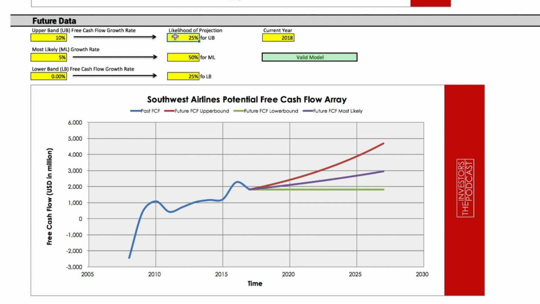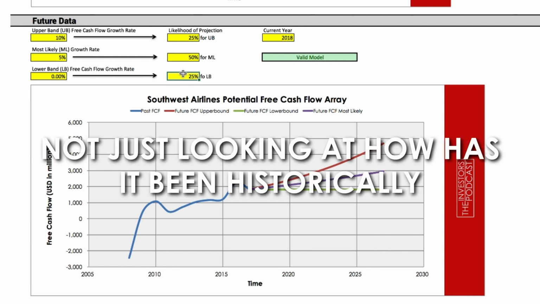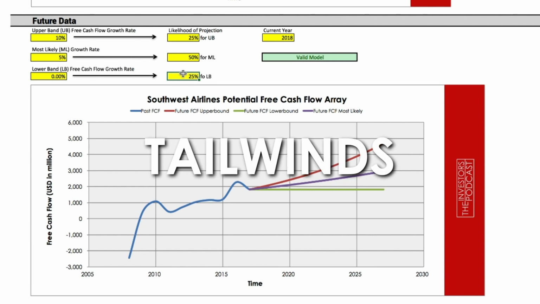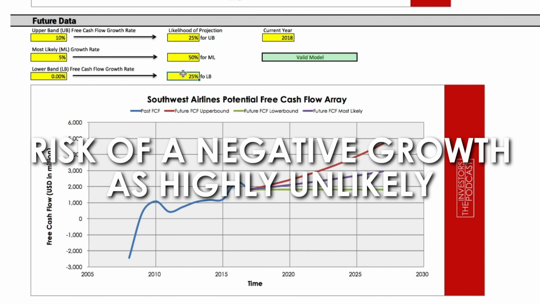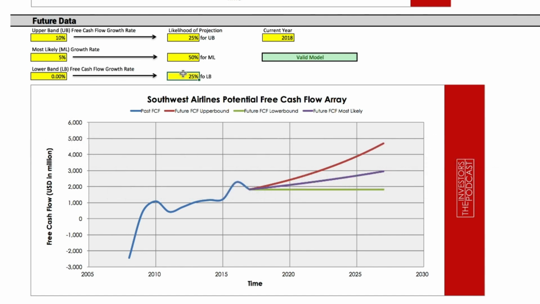My lower band that you see up here, I chose that to be completely flat. I think that is likely. I assigned it 25%. I don't think it's highly likely. And this is not just looking at how it has been historically. If you look at all the tailwinds that you have, not just from the business itself, but from the industry as such, this would really be a very pessimistic view. I see the risk of a negative growth in the years ahead as highly unlikely. Again, if you want to be more conservative, you can say -5, -3, whatever you want to do. 0% for me is a conservative estimate.